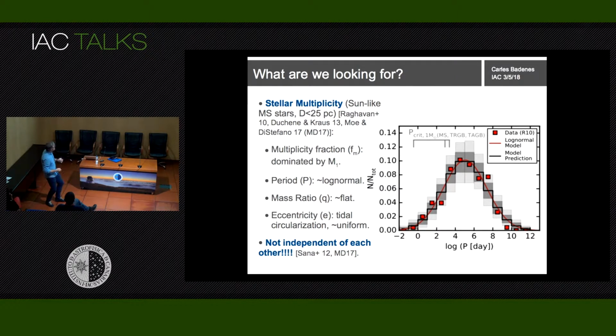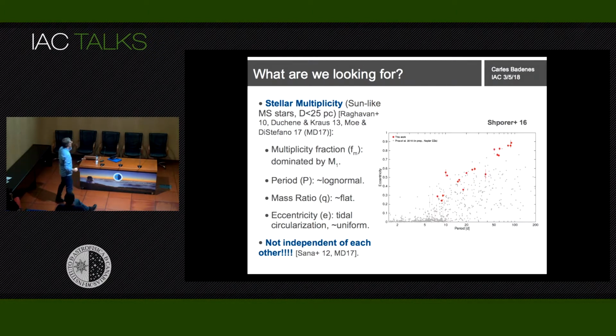The mass ratio distribution, and again, this is for sun-like stars in the solar neighborhood, is approximately flat. I don't have a picture of a flat distribution because flat distributions are boring. But you can also see the eccentricity distribution, and you see that short period systems tend to be circularized because of tidal interactions. And as you go to longer and longer periods, the maximum eccentricity gets larger and larger. This is what's called a thermal distribution of eccentricities, and we think that's what's going on, right?